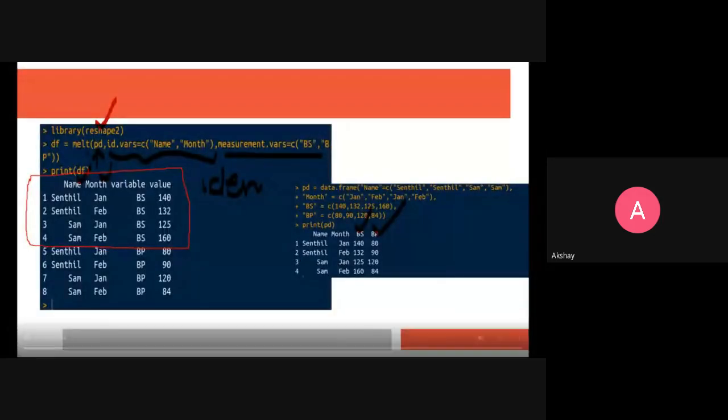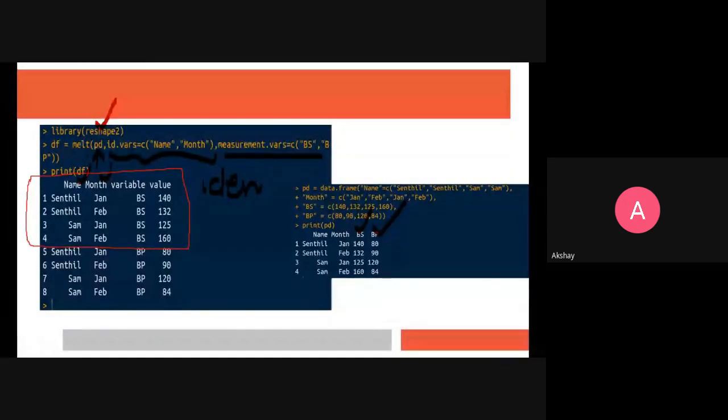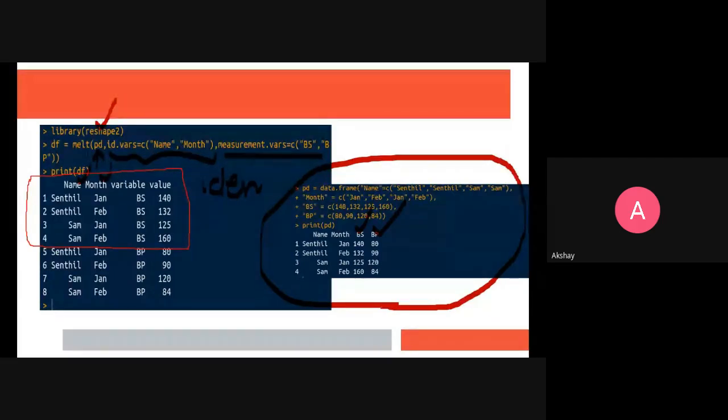How will you melt it? So look at the previous output screenshot. Here our data frame looks like this. So what's the problem between this one and this one?